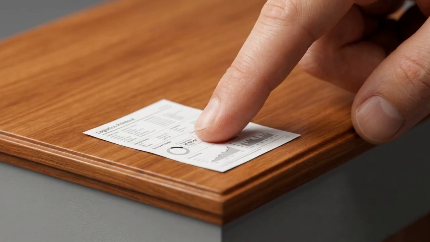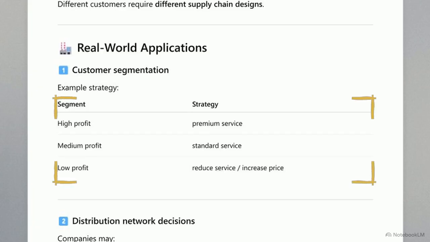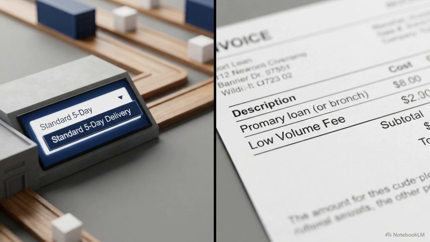In practice, managers use CTS data to dictate real-world strategic decisions. This strategy matrix demonstrates how companies segment their customer base once profitability is calculated. For segments yielding high profit, the company assigns a premium service strategy to protect the account. For low-profit segments, managers have two interventions. They must either reduce the service level provided or increase the price to the customer.